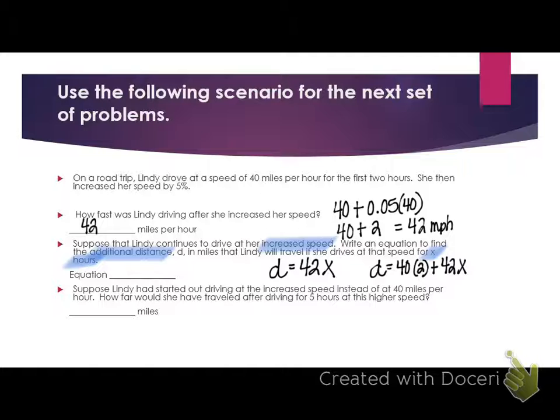And in the last section, it says, suppose that Lindy had started out driving at the increased speed instead of at 40 miles per hour. How far would she have traveled after driving 5 hours at this higher speed? So if she started out at the increased speed, she'd be traveling 42 miles per hour, and she would do this for 5 hours, meaning that she would have covered 210 miles.